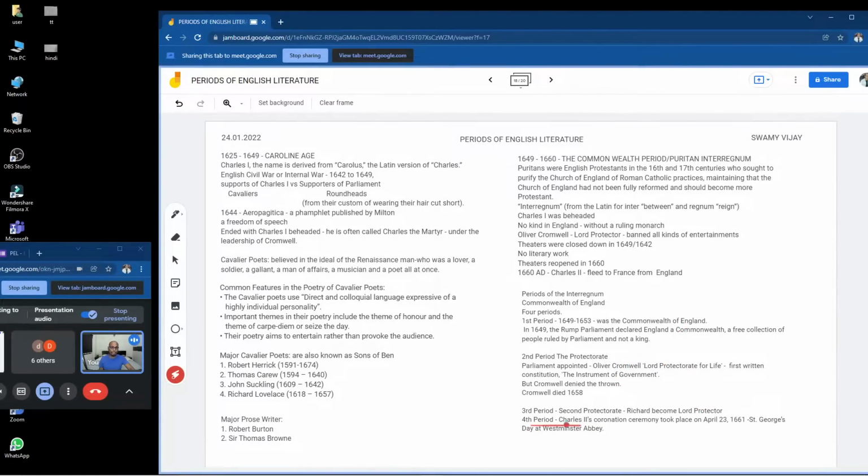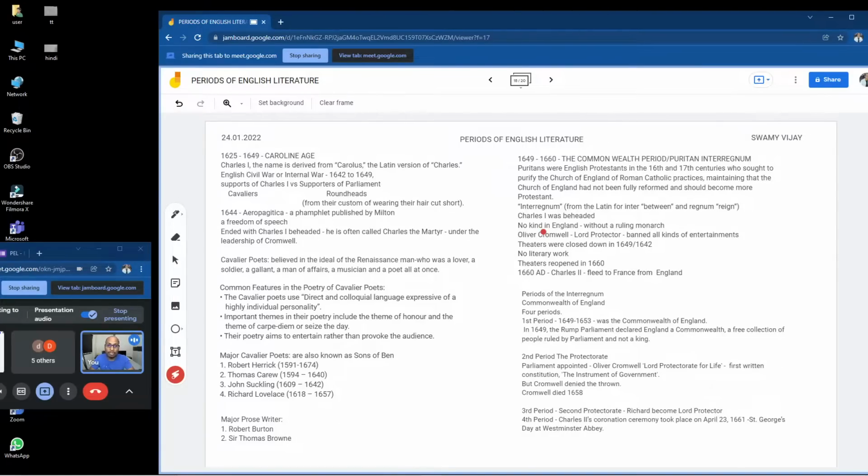Then in the fourth period, at the end of 1660, Charles II's coronation ceremony took place. He returned from Scotland to England and became the king of England in 1660, and that is the end of the Commonwealth period, or the period of the early modern or the Renaissance. So the Renaissance period is divided into the Elizabethan age, Jacobean age, Caroline age, and finally from 1649 to 1660 the Commonwealth period or Puritan interregnum.